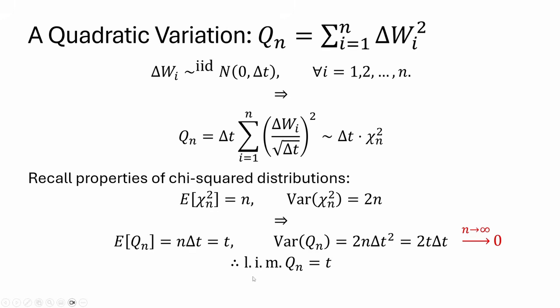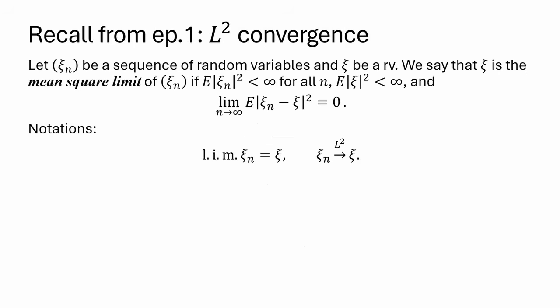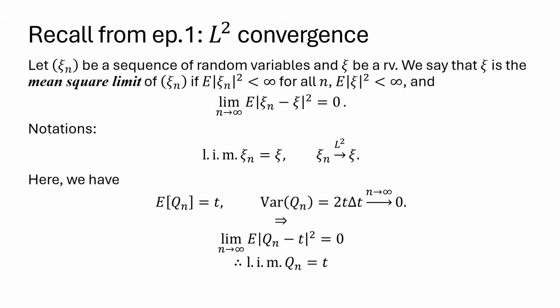The mean square limit was introduced in the first episode, and here's a recap of the definition. Let ξ(n) be a sequence of random variables, and let ξ be a random variable. We say that ξ is the mean square limit of ξ(n) if ξ(n) and ξ all have finite second moment, and the L2 distance between ξ(n) and ξ tends to 0. That is, the expected value of |ξ(n) minus ξ| squared. And the results of our calculations earlier imply that the L2 distance between Qn and t tends to 0, and therefore Qn converges to t in the L2 sense.